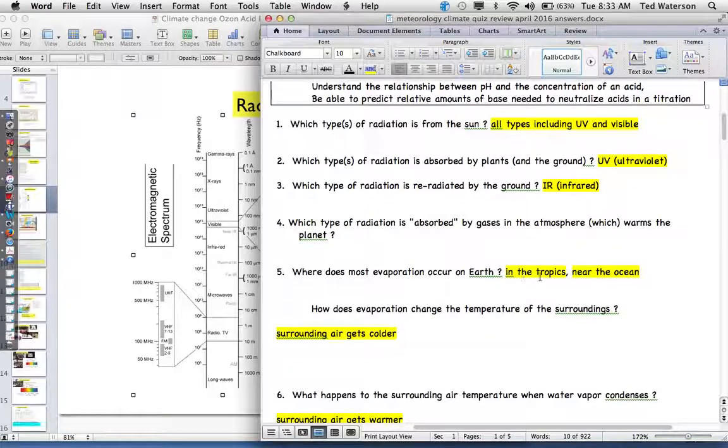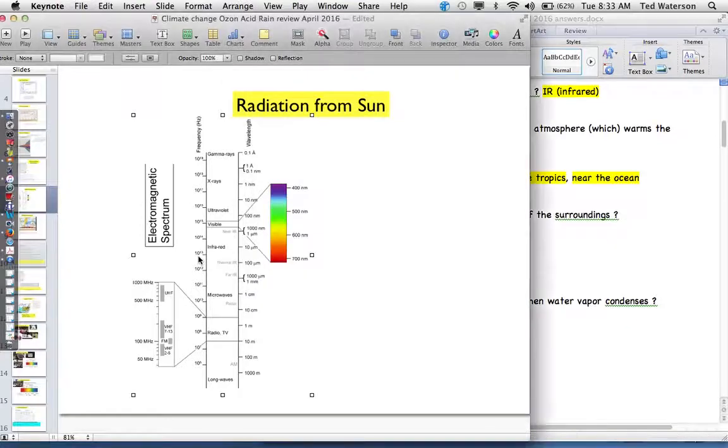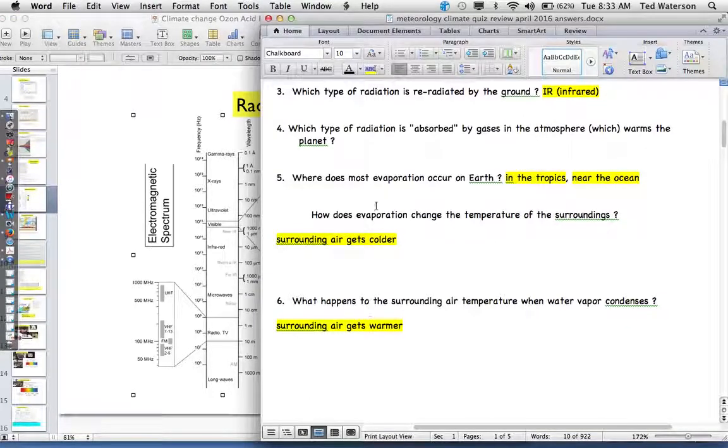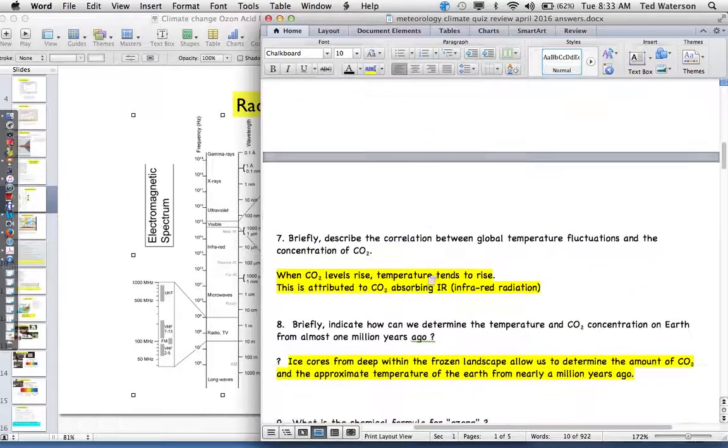Evaporation, that's going to occur in the tropics, near the oceans. What happens to the surrounding temperature as water evaporates? The surroundings get colder. Up in the upper levels of the atmosphere, as the water vapor naturally condenses, that tends to make the surroundings get warmer. When you talk about global temperatures, I just can't forget the effect that water has on its surroundings. It's not solely radiation. A lot of the temperature that we feel is also due to water naturally changing phase.